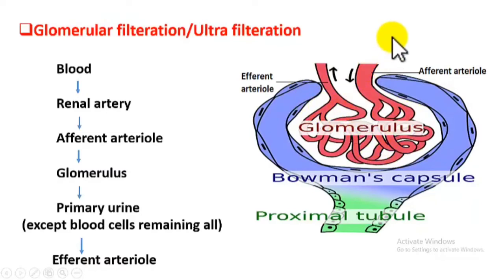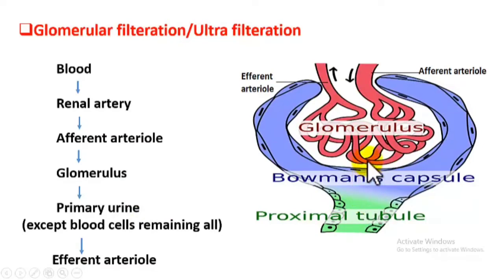Blood from the renal artery enters into the afferent arteriole. From the afferent arteriole, blood enters into the capillaries of the glomerulus. If we compare the diameter of the afferent arteriole with that of the capillaries, the diameter of the capillaries is very less. So when the blood moves from the afferent arteriole into the blood capillaries, the blood undergoes pressure. Due to that pressure, the liquid portion of the blood comes out into the Bowman's cup. That filtrate, that liquid portion that has come out into the Bowman's cup, is what is called primary urine. This primary urine contains all the constituents of blood except blood cells and proteins.